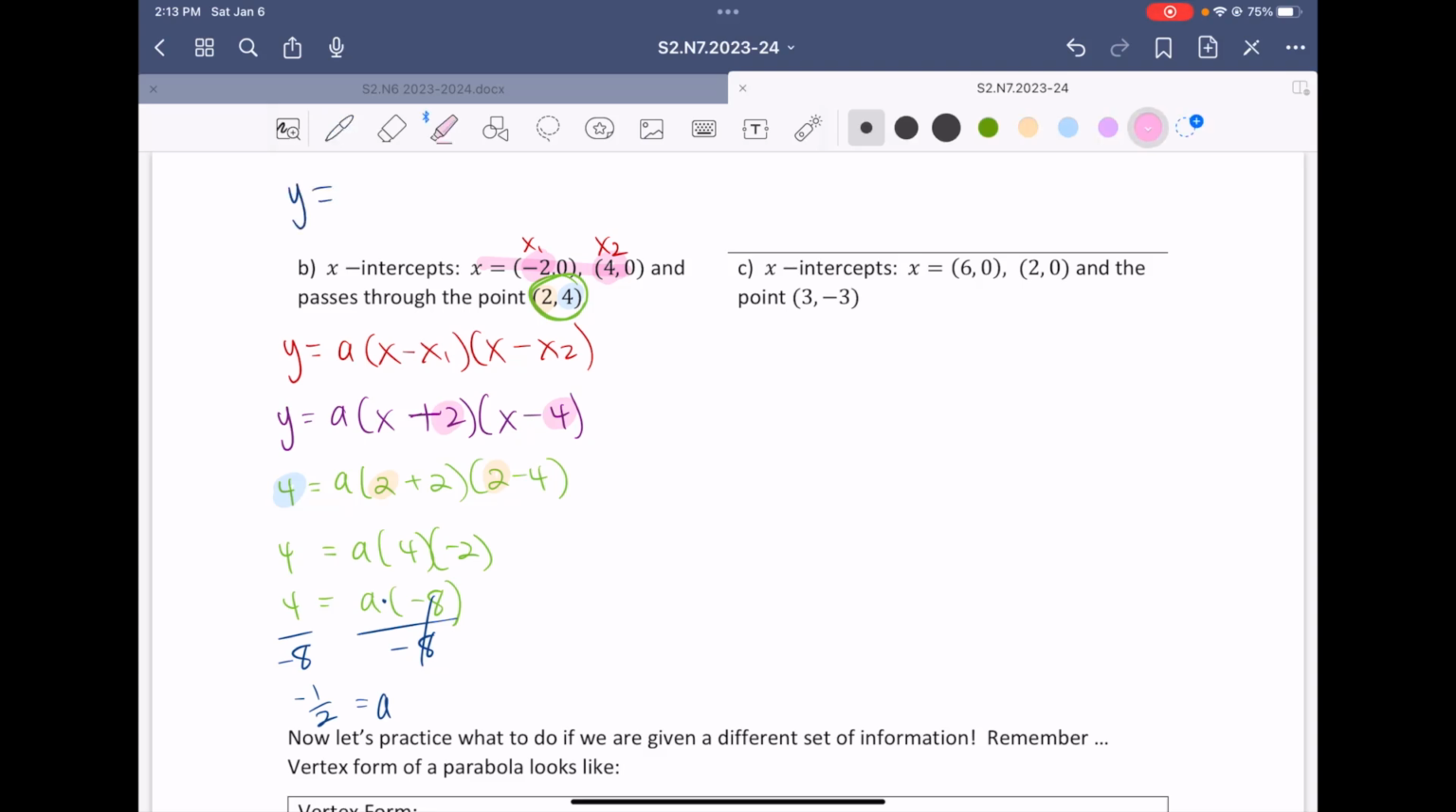Y equals, we're going to take that bugger, come back up here with it. Y equals -1/2 times x plus 2 times x minus 4.